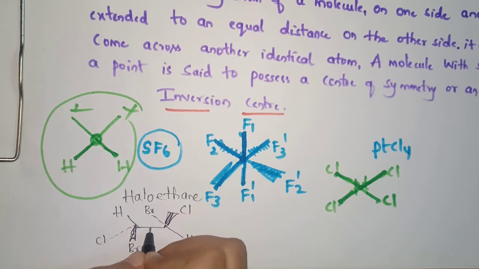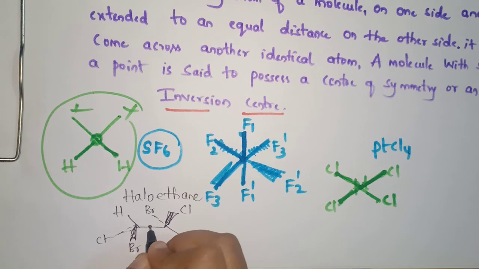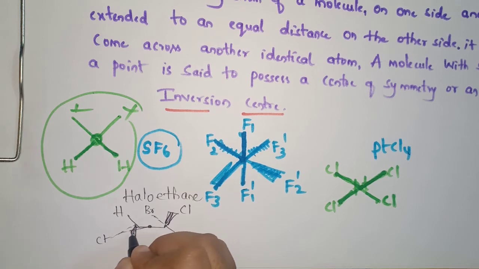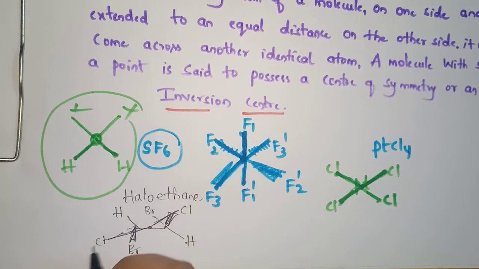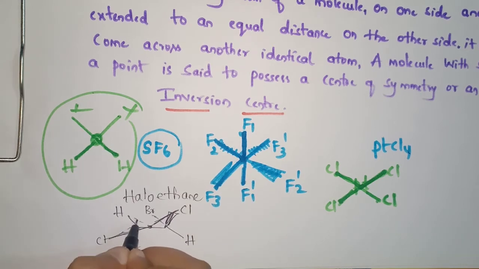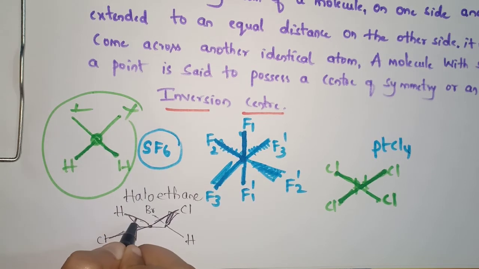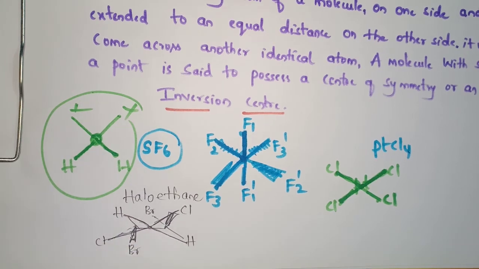I have said that the inversion center does not lie on an atom. Here it is a point in the molecule. We extend a line like this, meet one of the atoms, and extending in the opposite direction, we meet its identical twin. So it is a Cl and it is a Cl. We meet its twin. We extend the line on the edge, and in the opposite direction we drag this line and meet the edge here.